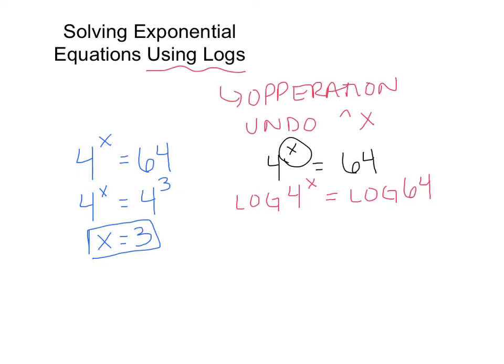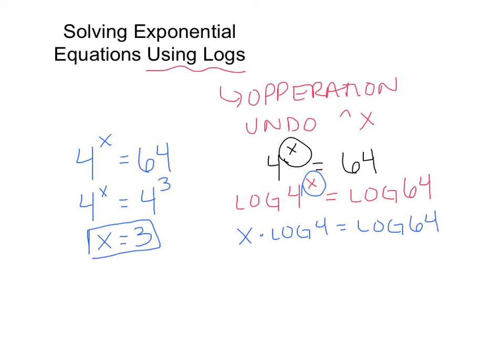Now we're going to use our properties of logs to simplify this. Properties of log says I can move that x. So I get x times the log of 4 equals the log of 64. Notice that I just took the common base, the log base 10 of both sides. You can take the log base anything. I just like doing 10. It's the easiest one to do, and I'll convert later on.